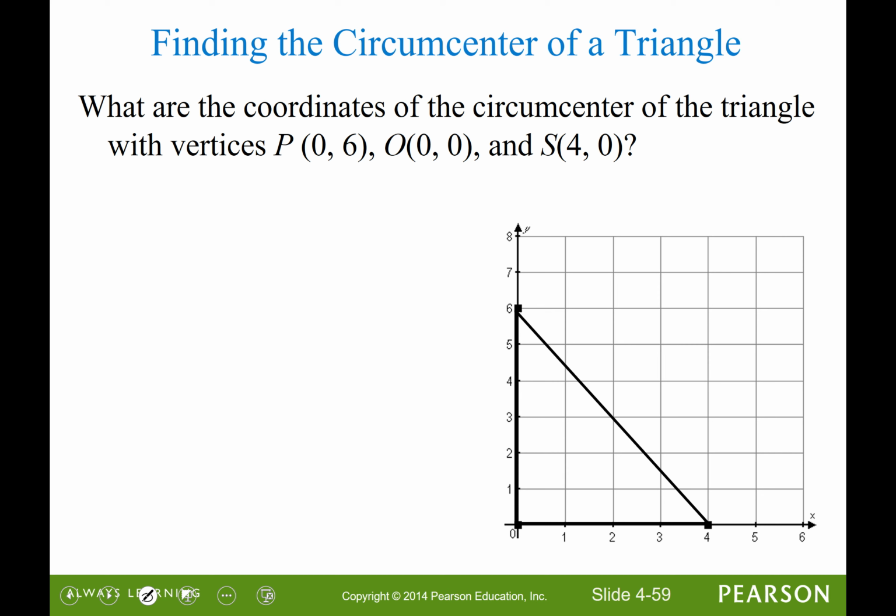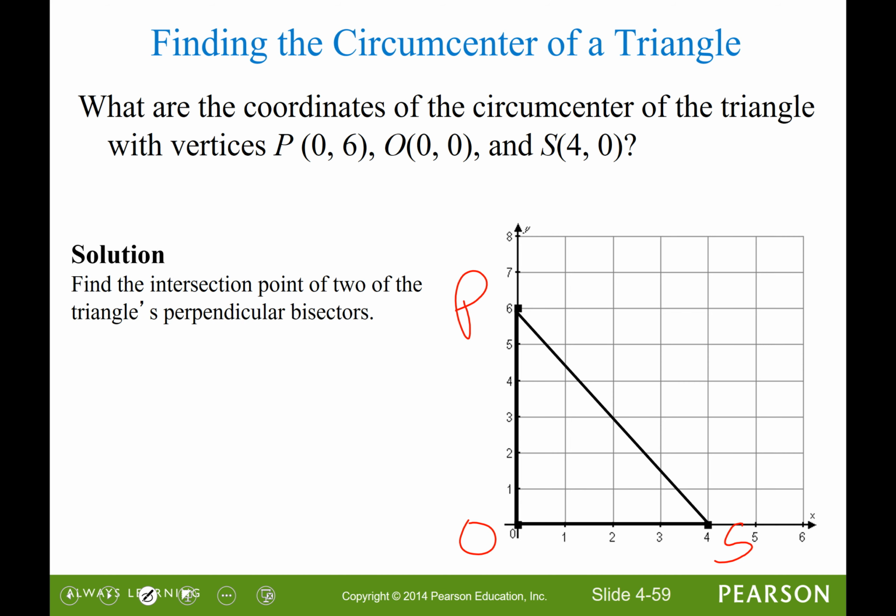Okay, so to find the circumcenter of a triangle, we can put the triangle into a rectangular coordinate system like you see here. P, O, and S are the vertices. And if we can construct at least 2 of the perpendicular bisectors, we'll find where they meet. We know the third one will meet at the same point, so we don't have to construct all 3. We can do this with just constructing 2.